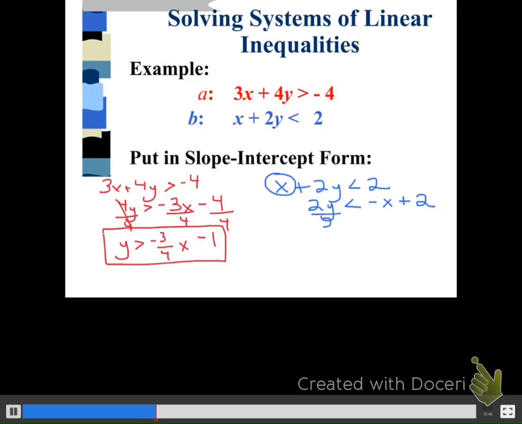And then we're going to divide everything by 2 to get rid of the 2 times y. So now we have y by itself, y is less than. Remember, there's an understood 1, so that is negative 1/2 x. 2 divided by 2 is 1. So here is the second equation in slope-intercept form.